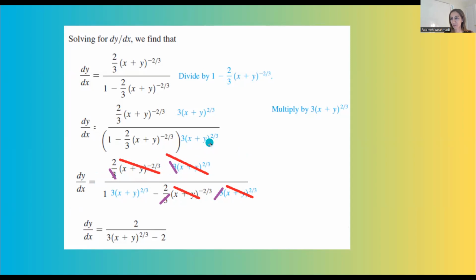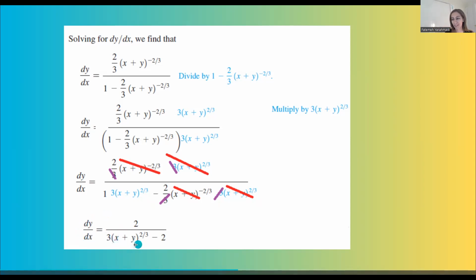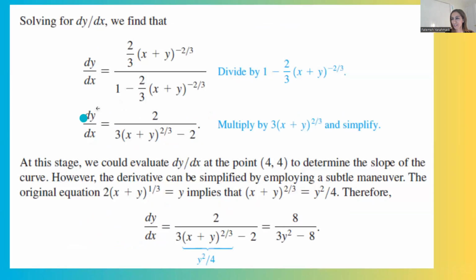Once you distribute 3 times (x plus y) to the 2/3 into the parentheses, you get 1 times 3(x plus y) to the 2/3 minus 2/3 times (x plus y) to the power negative 2/3 multiplied by (x plus y) to the power 2/3. The same thing we did in the numerator, we're doing on the denominator. The 3 and 3 get canceled out. (x plus y) to the power negative 2/3 and (x plus y) to the power 2/3 combine to equal 1. So you're left with dy over dx, the derivative, equals 2 over 3 times (x plus y) to the 2/3 minus 2. Very good. So this is our derivative.